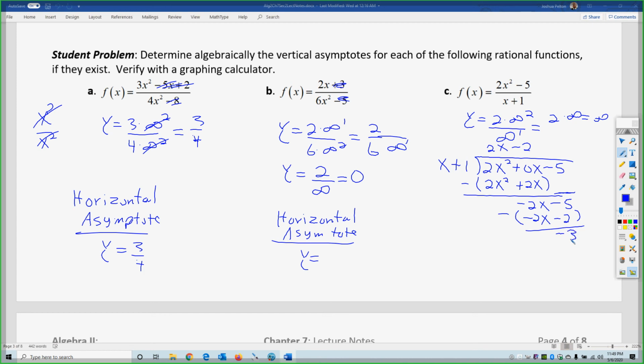So it would be plus negative 3 over the x plus 1 I was dividing by. But the remainder doesn't matter because you're dividing out by an x, so it goes. So negative 3 divided by infinity just goes away. So I'm left with a slant asymptote of y equals 2x minus 2. Okay, and that is the end of part 3.